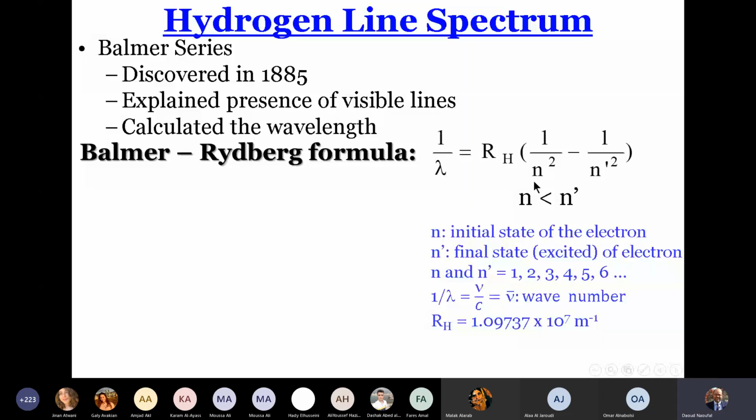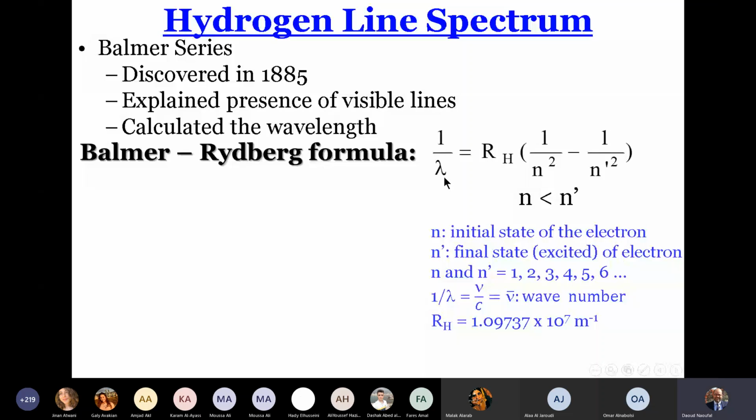N in this case is the initial level of the electron, which we supposed at level 2, and n prime is the final state of the electron, which in this exercise we suppose is equal to 5. So I will say 1 over lambda, when the electron returns from 5 to 2, equals RH times (1 over 2 square minus 1 over 5 square), and in this way I can calculate lambda.